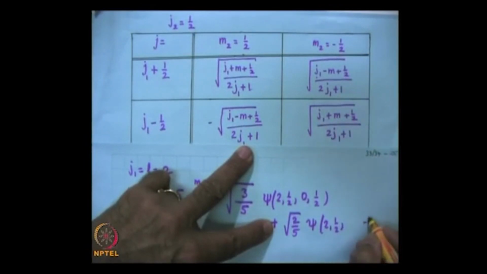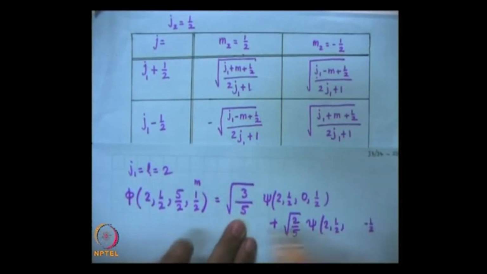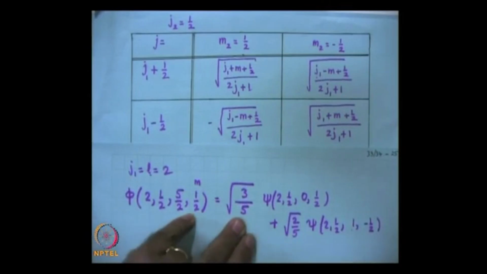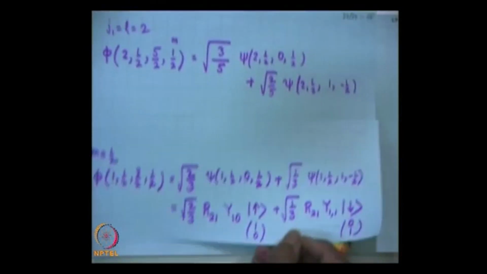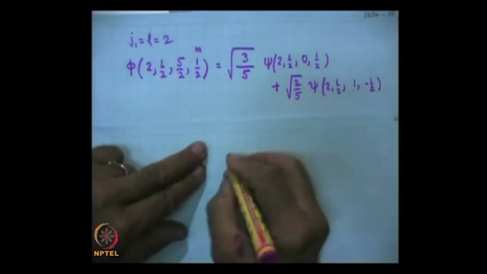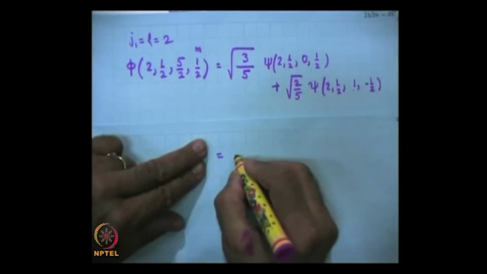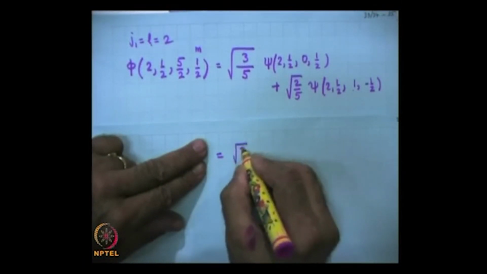So, if m 2 is minus half, m 1 has to be plus 1, because this plus this must be equal to this. So, this is my Pauli wave function. The wave function will come out to be very simple. The corresponding Pauli wave function will be square root of 3 by 5.